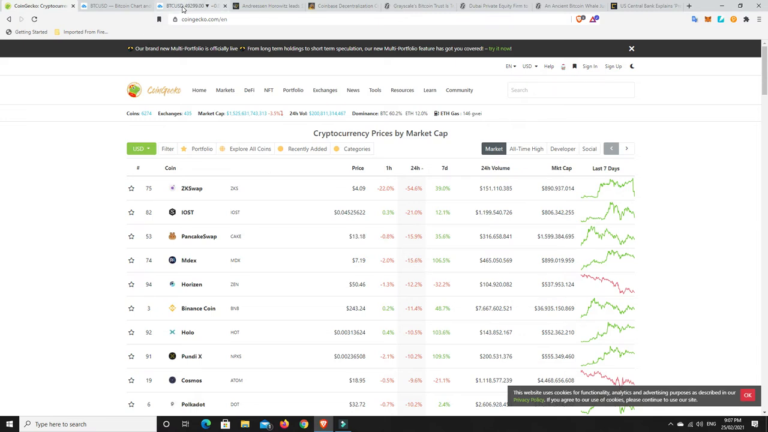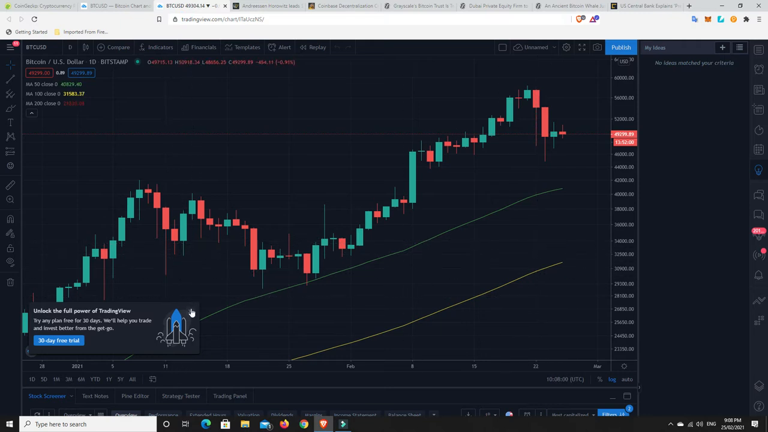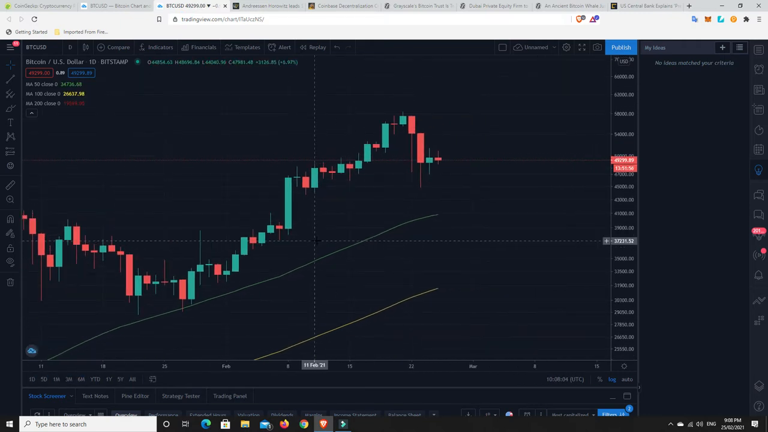All right, let's have a look at the charts. Here we can see the Bitcoin chart on the daily. We are clearly in a downtrend. Now, we'll just have to wait and see, because this is forming a little bit of a wedge pattern. So really, you can kind of put this up here, go down like that at the moment.